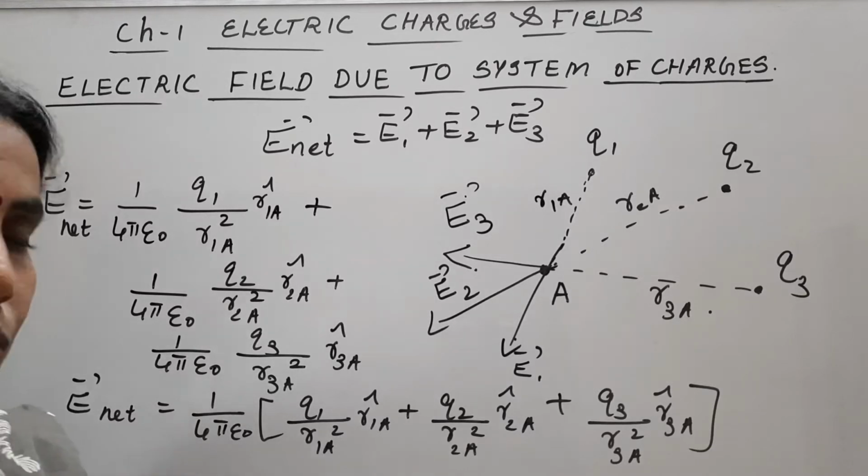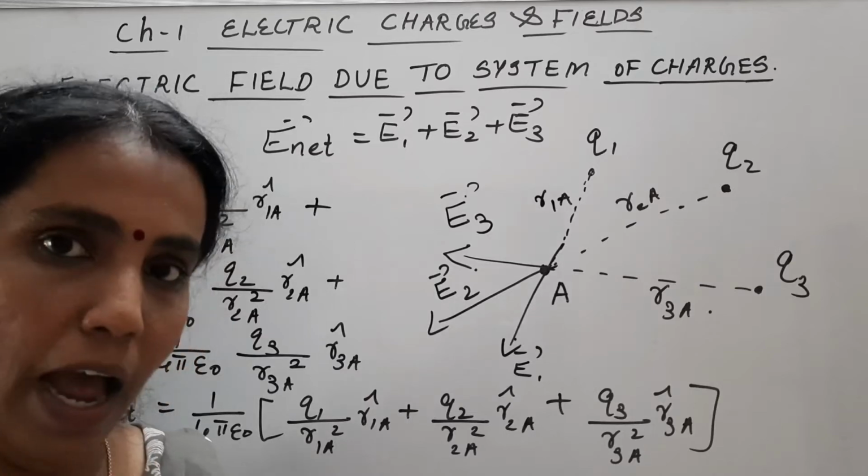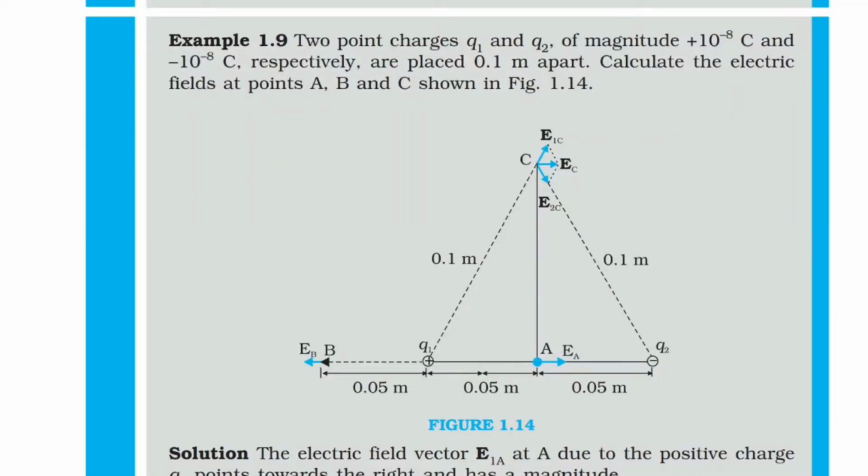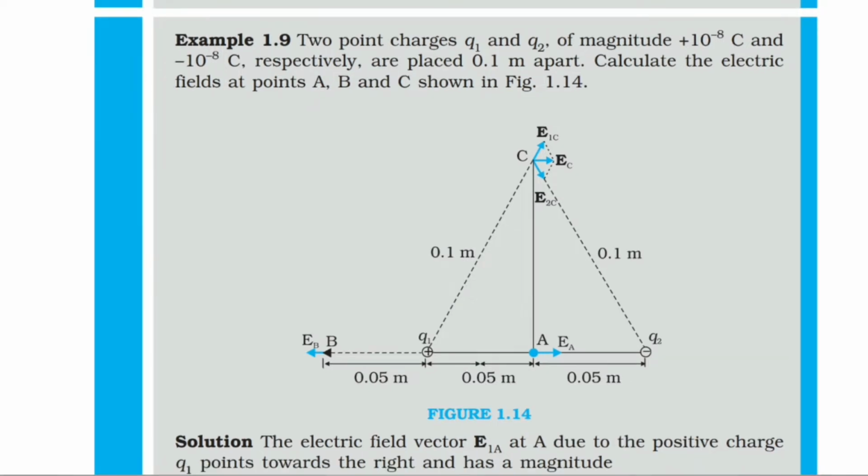Now we move on to two problems, one example question and one exercise question. Example 1.9: two point charges Q1 and Q2 of magnitude 10 raised to minus 8 coulomb and minus 10 raised to minus 8 coulomb respectively are placed 0.1 meter apart. Calculate electric fields at the points A, B and C as shown in figure. So this is the question.